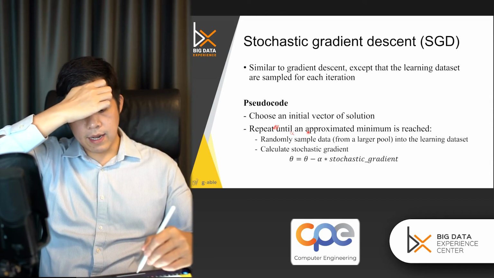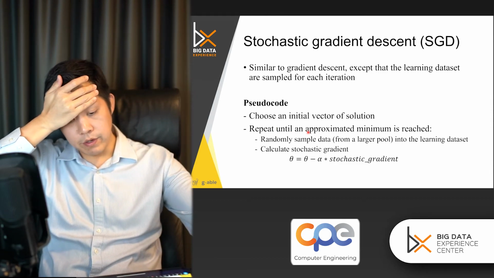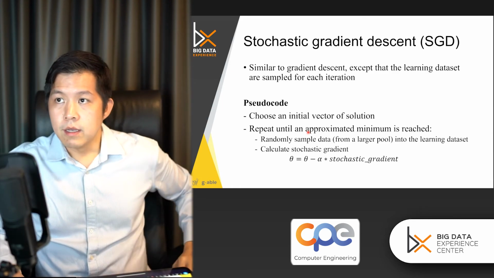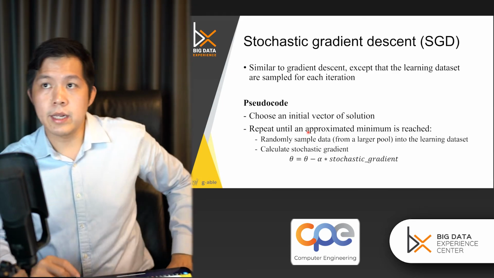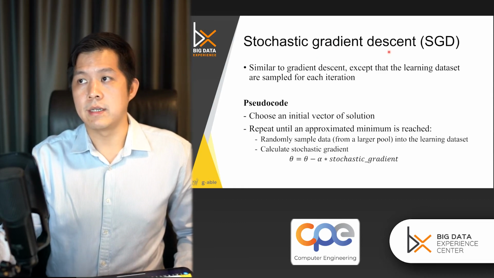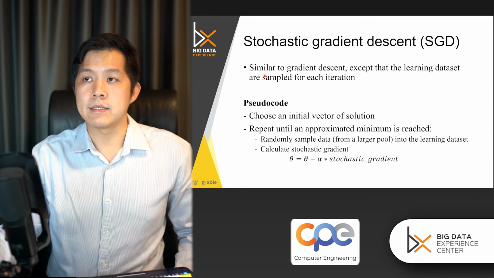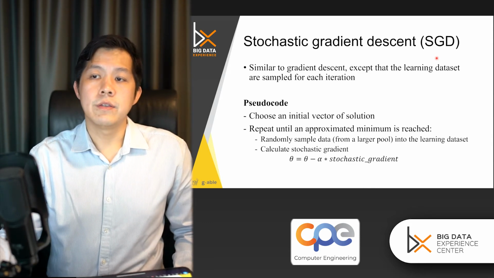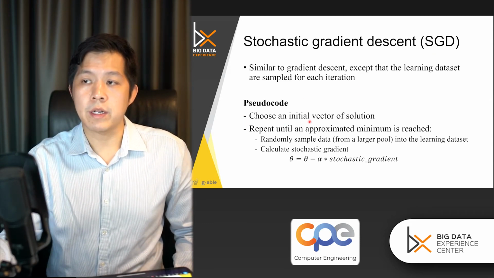Now let's look at the last one. This one you have to do by yourself in the assignment. This is similar to gradient descent. The technique is called stochastic gradient descent. It is the same thing as gradient descent. The only difference is that you need to choose an initial vector of the solution.